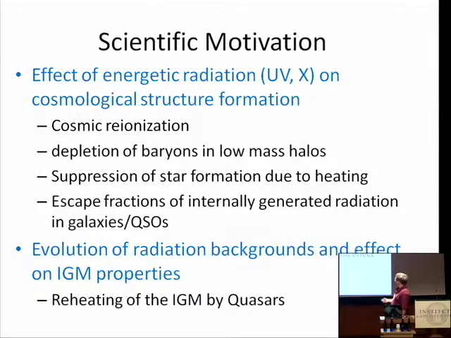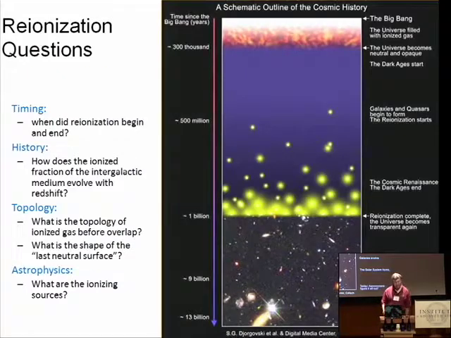So this really focuses on the dense parts of the universe, but what about the rest of it? The rest of it is basically radiation backgrounds in the intergalactic medium. We're interested in the evolution of those backgrounds and the effect on IGM properties. And in fact, it's believed that quasars reheat the intergalactic medium at a redshift of about 3 when they doubly ionize the helium in the universe. So I have a few slides illustrating these points.